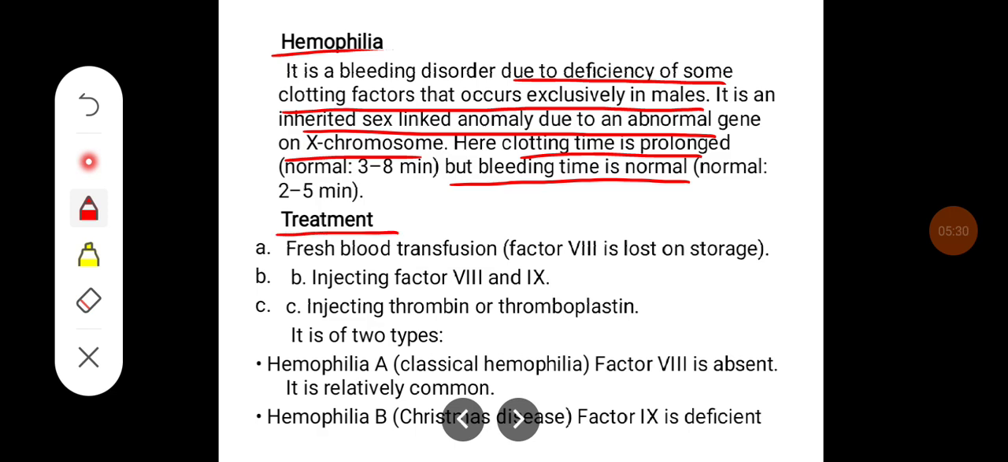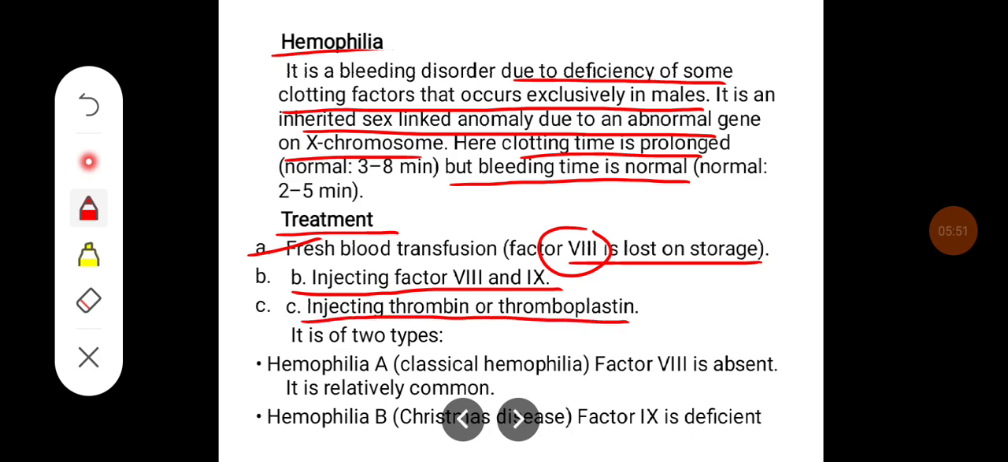Treatment. Treatment could be fresh blood transfusion, because factor 8 is lost on storage. Then by giving injections of factor 8 and factor 9, or by injecting thrombin or thromboplastin.